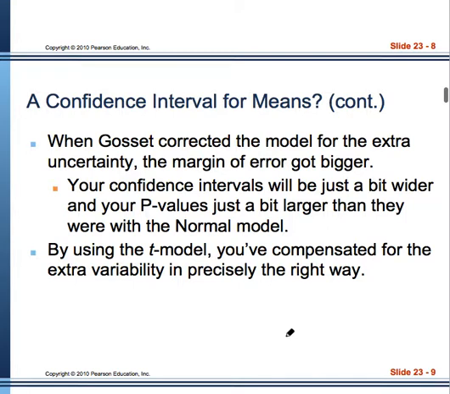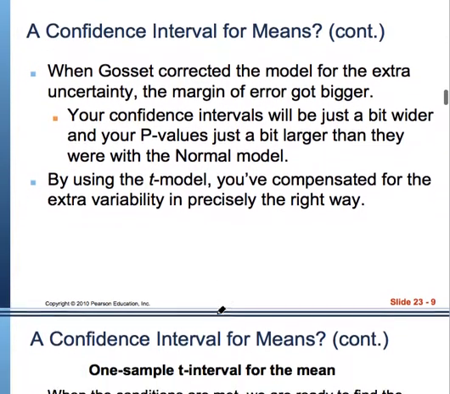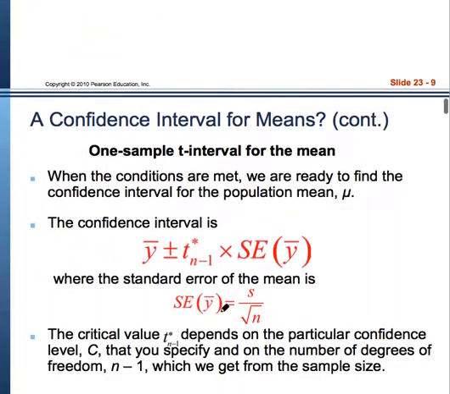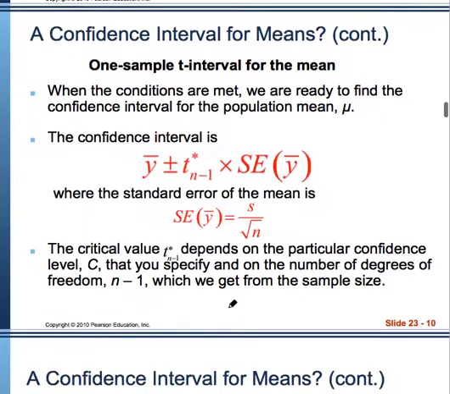When he corrected the model, it adjusted it. The margin of error got larger, so that's why we have these degrees of freedom in there. Know too that your confidence interval is going to be just a little bit wider, and your p-values are just a little bit larger than they were with the normal model. But by using the t model, we've compensated for that, and they've done enough testing that we know this is very close to what it actually would be. So there's that little bit of a gray area in statistics again.